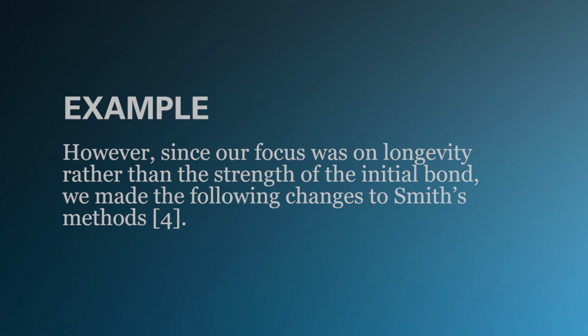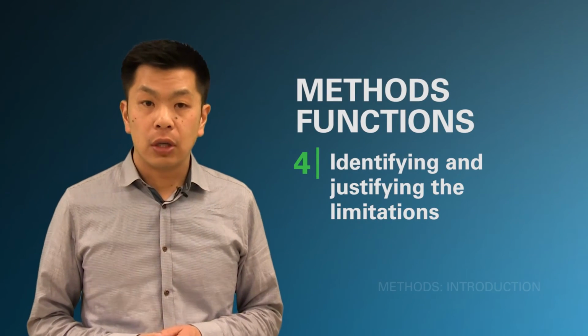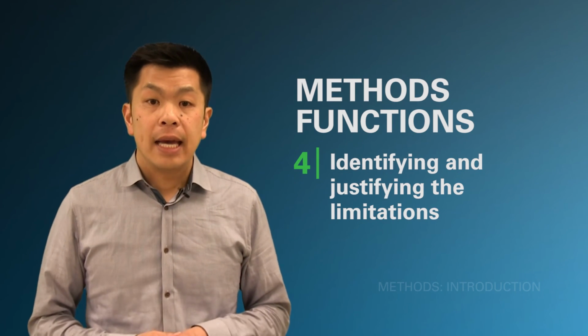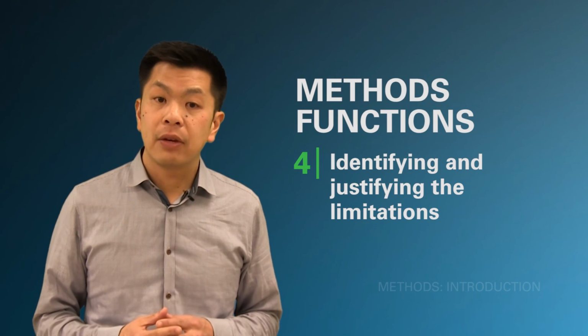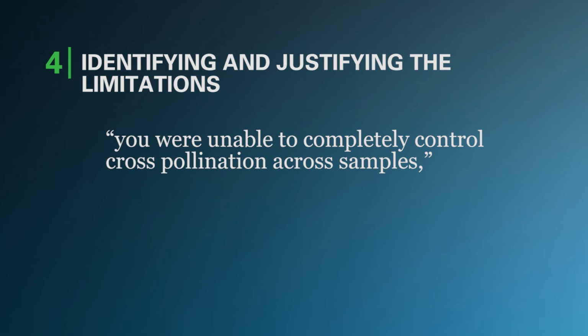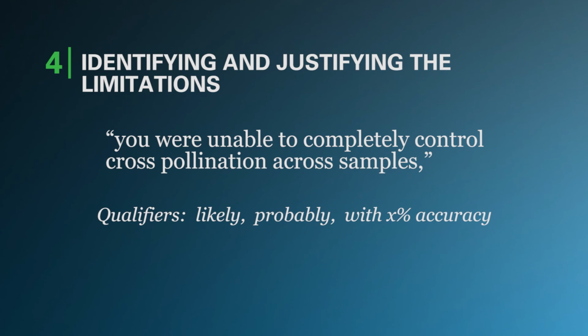So finally, the methods section also involves identifying and justifying the limitations of the methodology you've designed, and in doing so, the reach of the claims that you can make of your data and your research. So you might have to acknowledge that you were unable to completely control cross-pollination across the samples. And in doing so, you'll have to add qualifiers to your claims, such as likely, probably, with X% of accuracy, to make the claims that you can actually make. Essentially, with the discussion here, you're accounting for the potential for error in your methods as you would in a typical lab report.